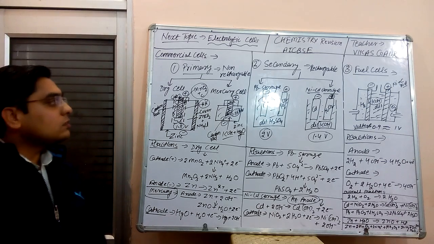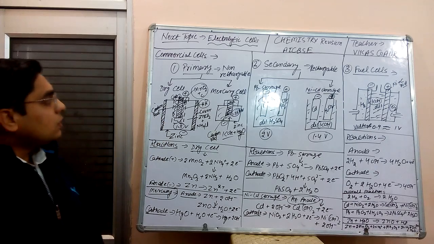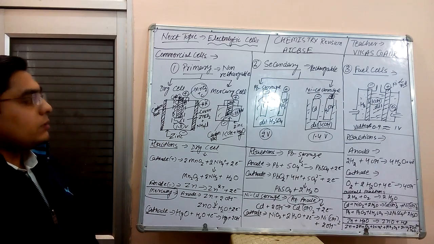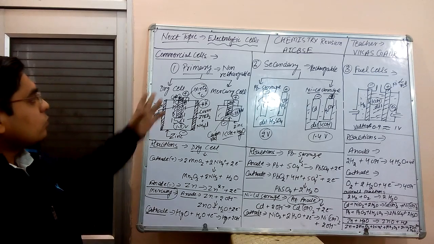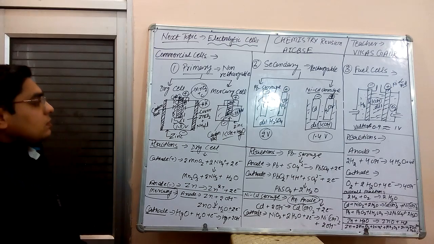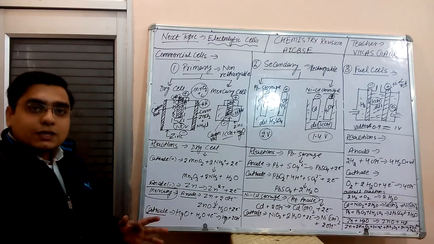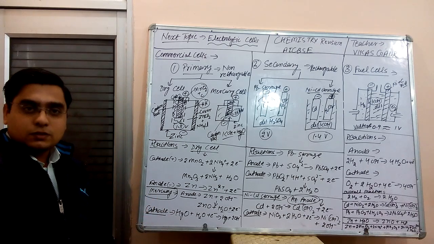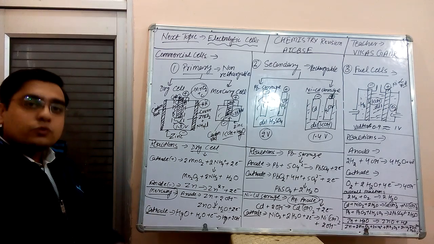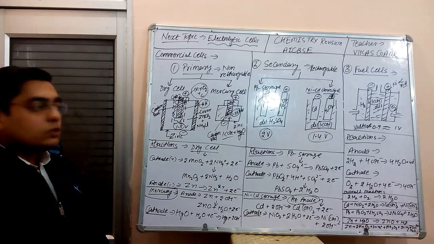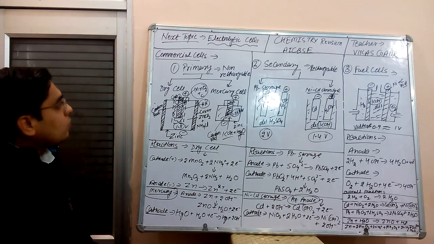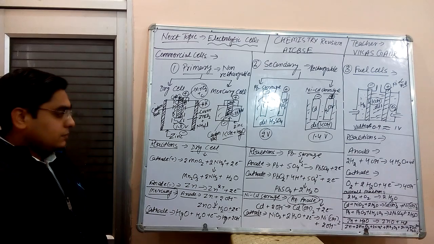Hello friends, so this is our next topic in the revision part of AICBSE chemistry, and today's topic is commercial cells. In the previous lecture I told you how to secure 3 marks by numerical problems, and next 2 marks from this unit can be secured most of the time when a question comes from this topic, the commercial cells.